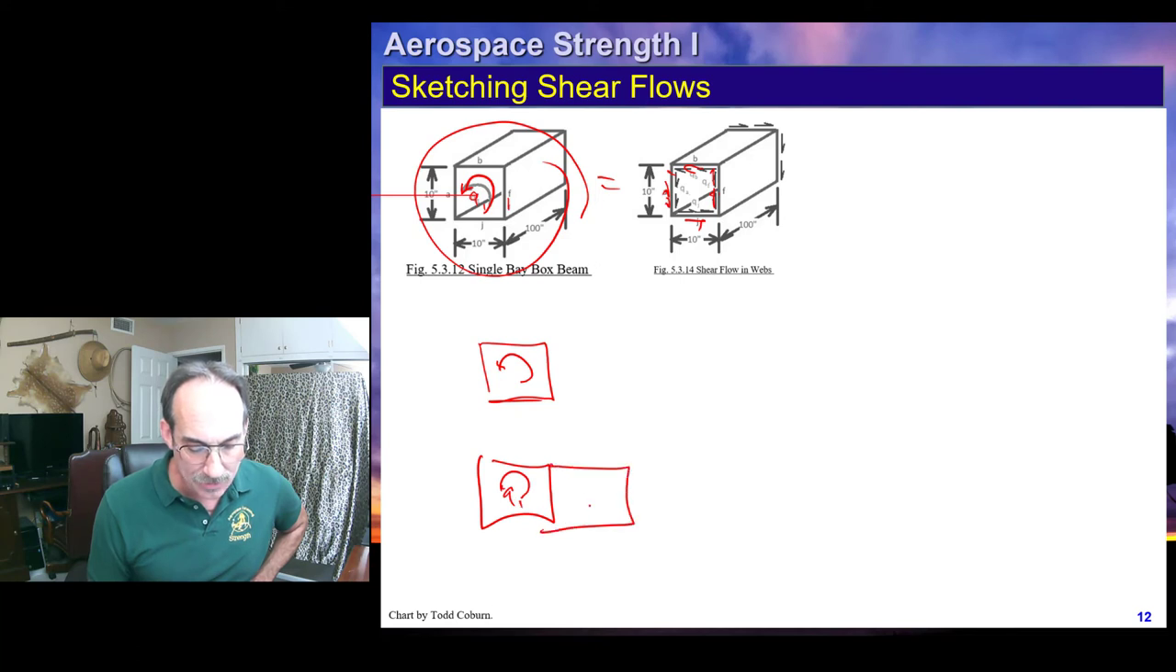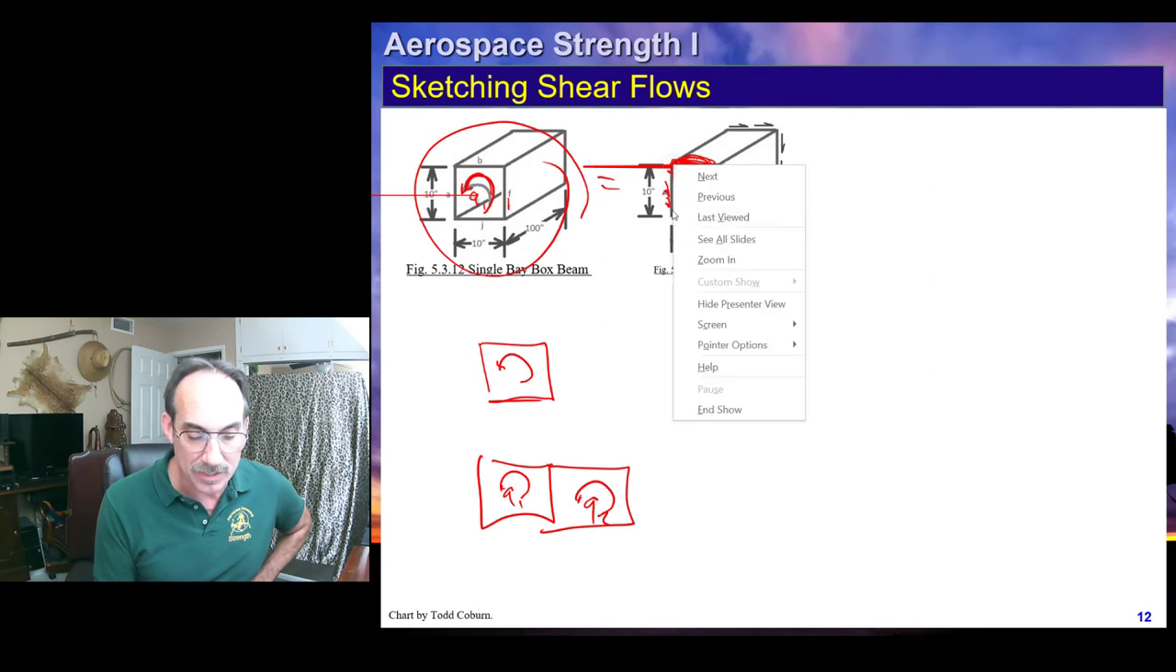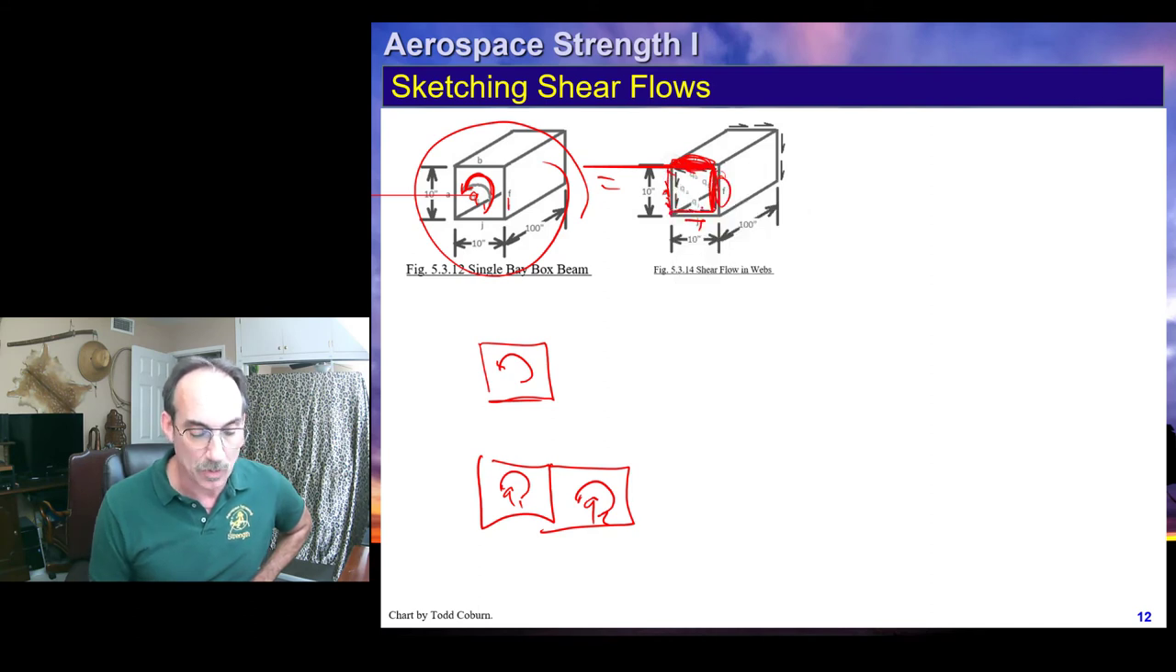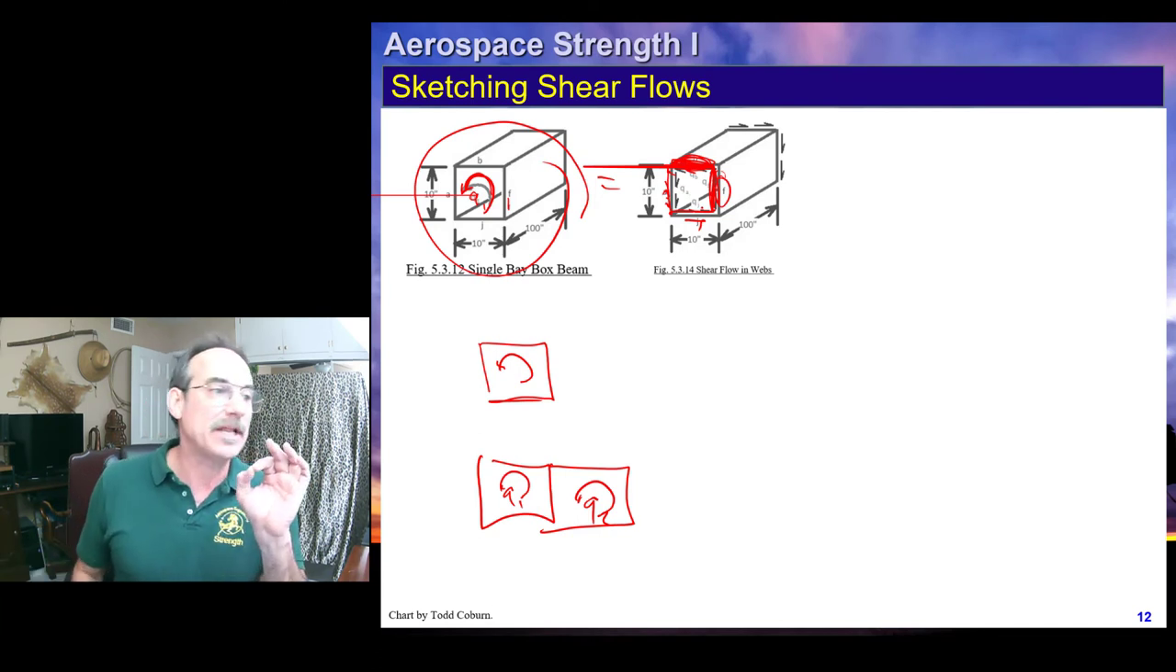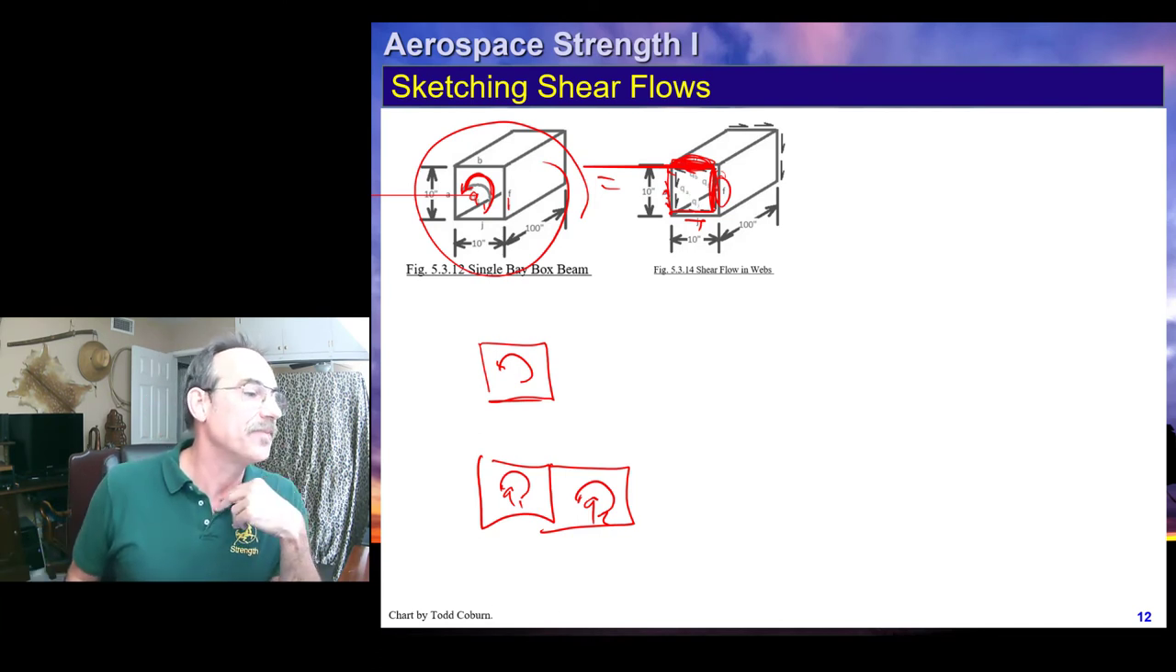Q1, here's a two-cell beam, Q2, and so on. This is shear flow in the web. We've got a shear flow in web B, web F, and so on. If our shear flow is, say, 100 inch-pounds here, then we know the shear flow in web F is 100 inch-pounds. So the shear flow in this web B is 100 inch-pounds, 100 inch-pounds, 100 inch-pounds, and so on. So we need to be able to understand that and to sketch it, okay?